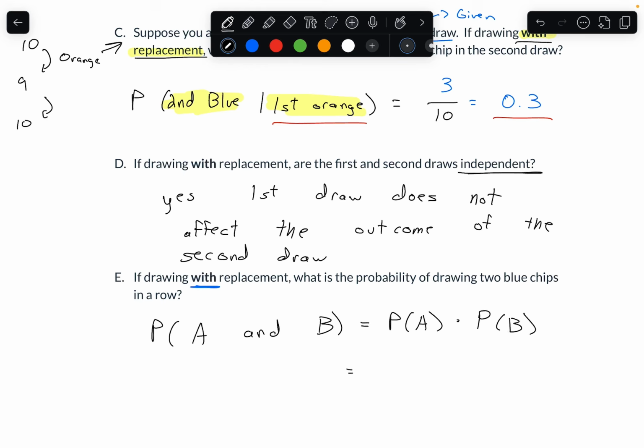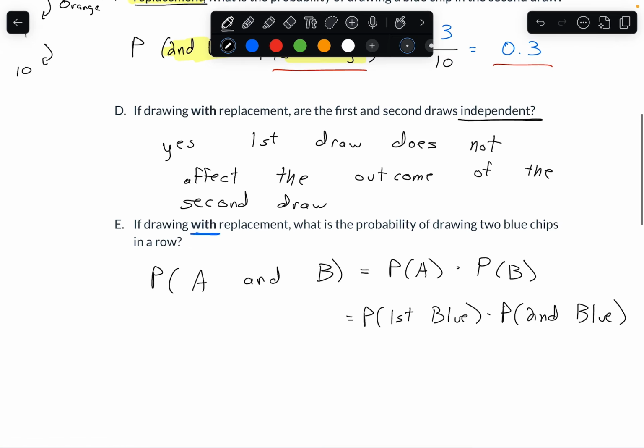So probability of A, we would say probability that the first is blue times the probability that the second is also blue. You don't necessarily need to write this part down, but I do think it's helpful in these first few problems. So the first being blue, we actually calculated that, and we can scroll back up to our answer for part A, or we can just work it out again and say, okay, well, there were 10 chips in total, 3 of them were blue, so 3 out of 10, I would multiply that together.